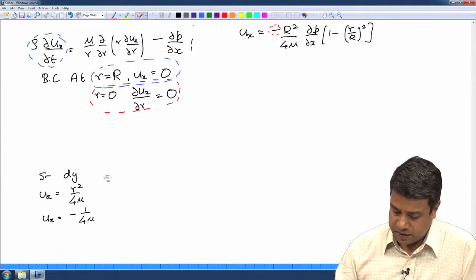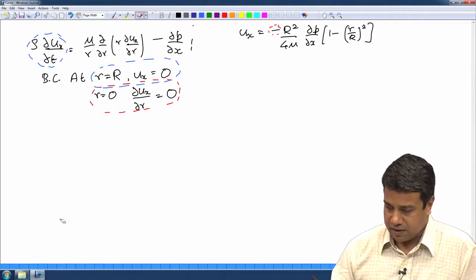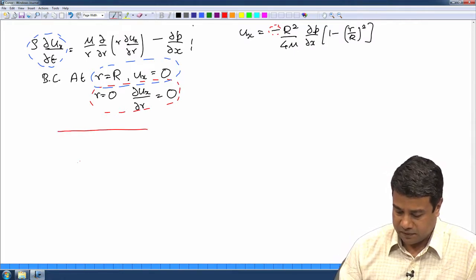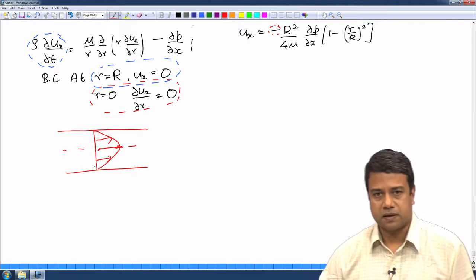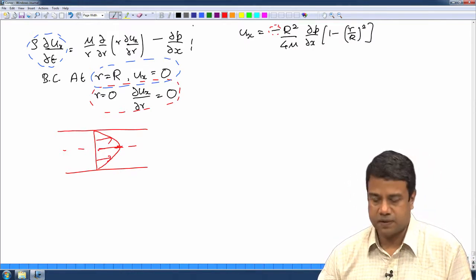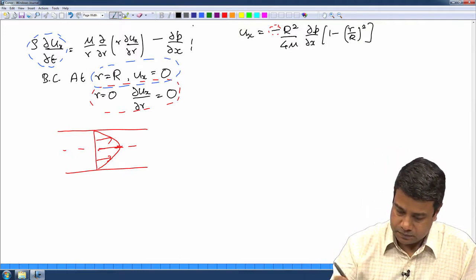The velocity profile is parabolic in the radius. So, this is the reason that the velocity profile in the flow through a pipe is a parabolic velocity profile. At steady state, you get a parabolic velocity profile with a maximum at the center. This is for a laminar flow.